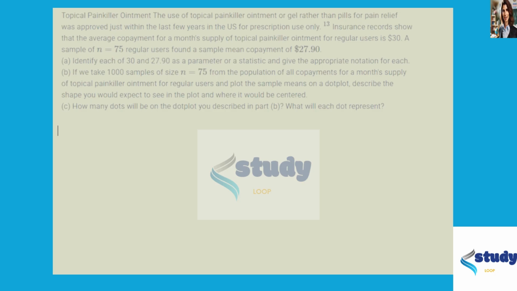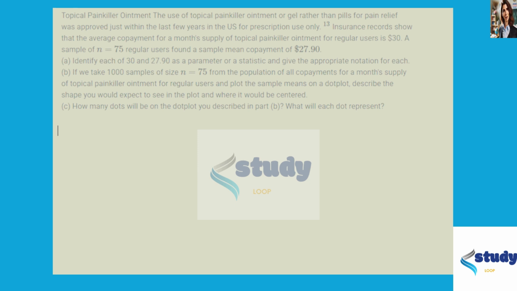For this problem, we are told that the use of topical painkiller ointment or gel rather than pills for pain relief was approved just within the last few years in the US for prescription use only. Insurance records show that the average copayment for a month's supply of topical painkiller ointment for regular users is $30. We're told that a sample of n equals 75 regular users found a sample mean copayment of 27.9.